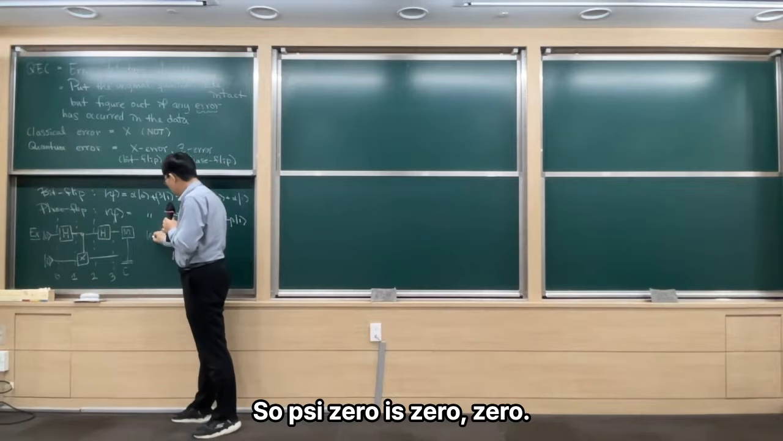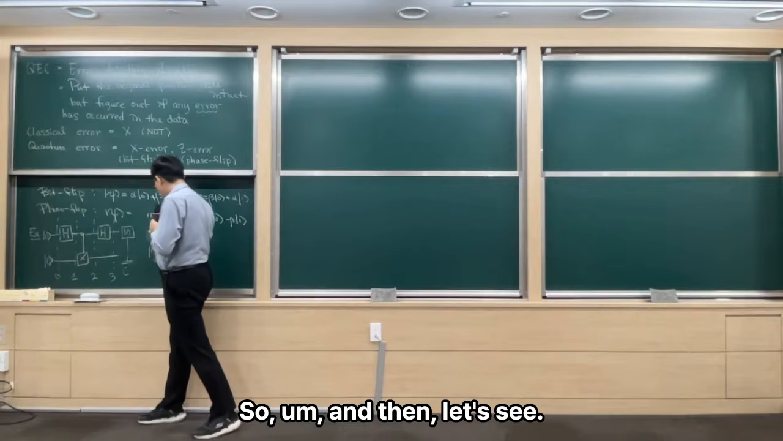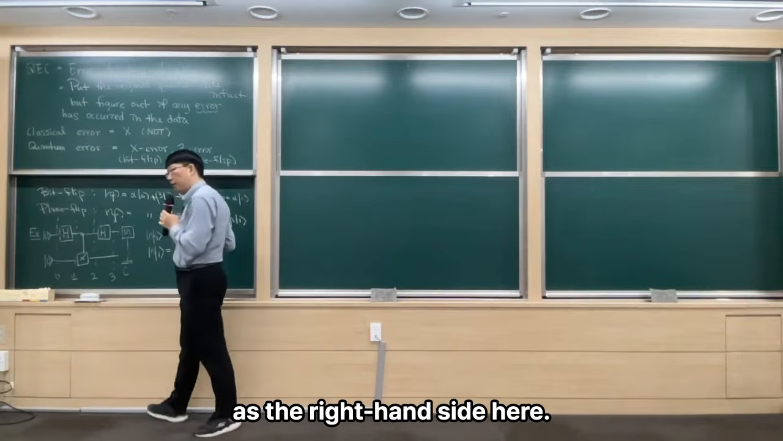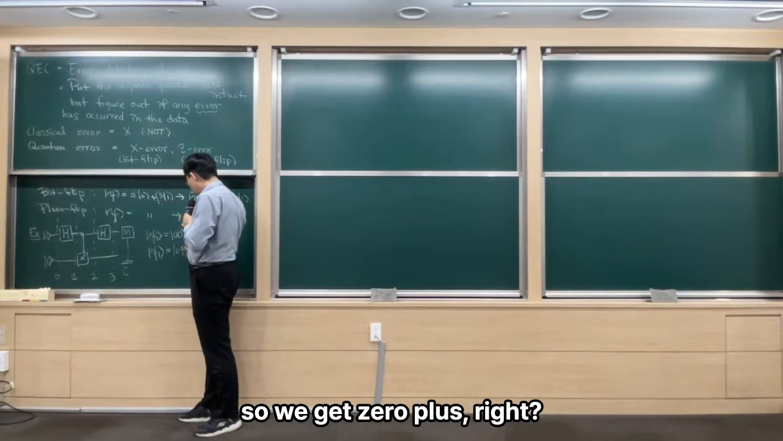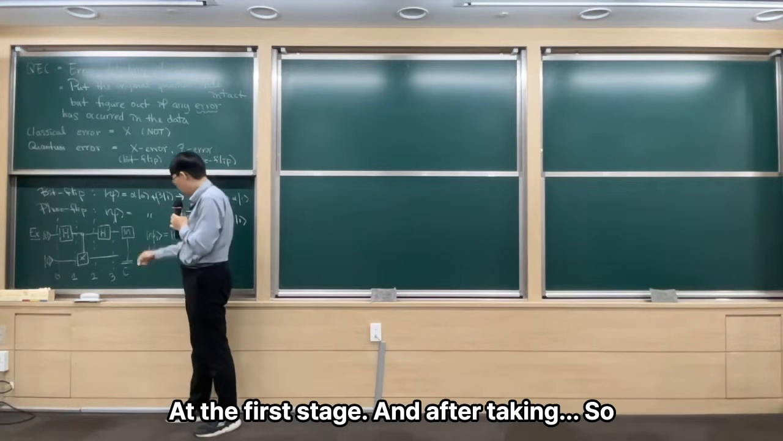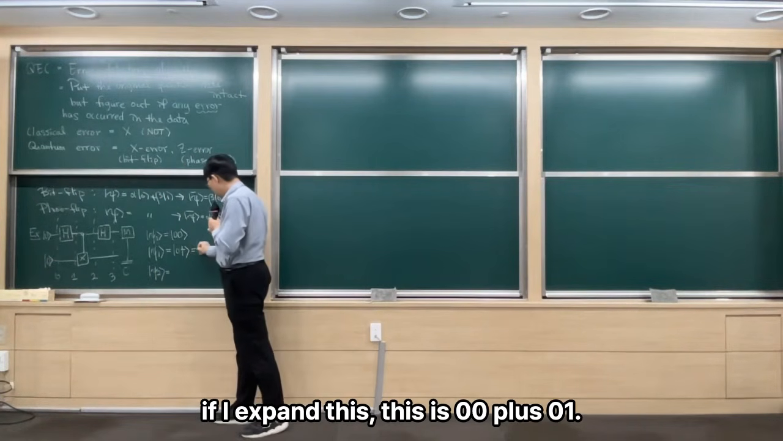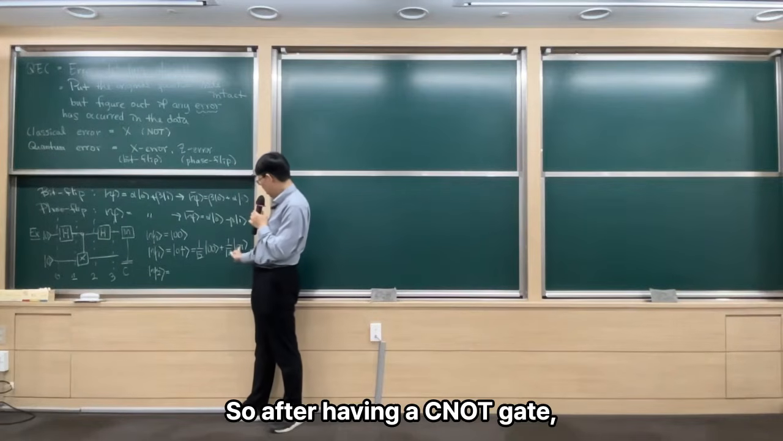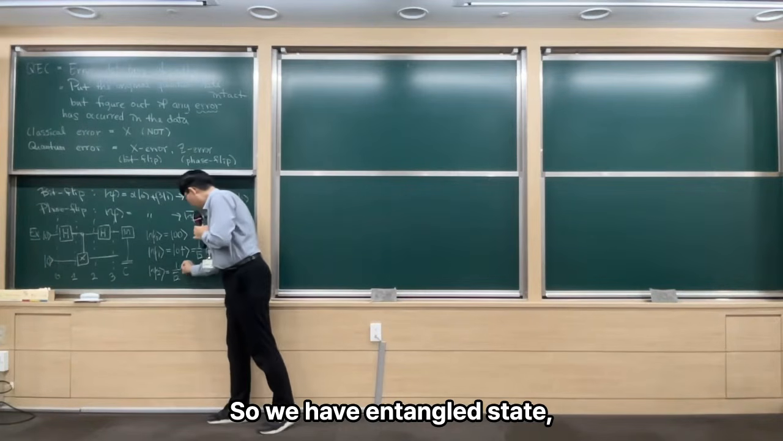So psi 0 is 0, 0. And then I'm going to put the quantum state on the right-hand side here. When I apply the Hadamard gate, we get 0 plus at the first stage. If I expand this, this is 0, 0 plus 0, 1. After the CNOT gate, this 0, 1 becomes 1, 1, right? So we have an entangled state.